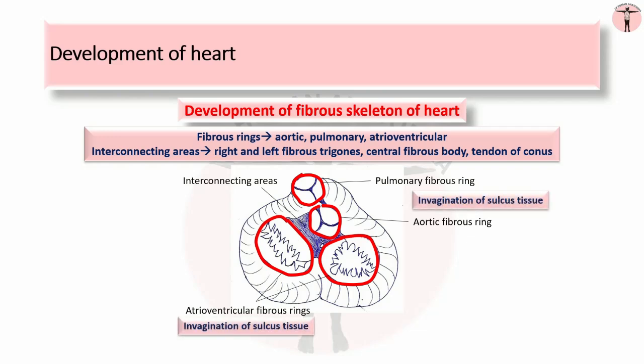The fibrous rings are formed by invagination of sulcus tissue at the atrioventricular and bulboventricular transitions. The central fibrous body, which is the interconnecting area, is formed from an ingrowth of tissue from the dorsal mesocardium and sulcus tissue.